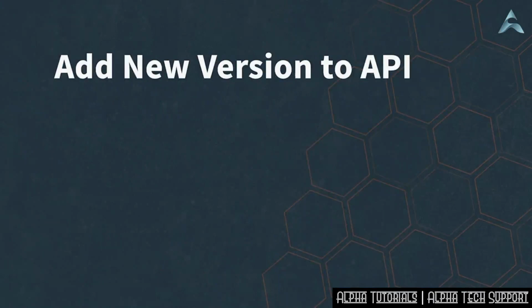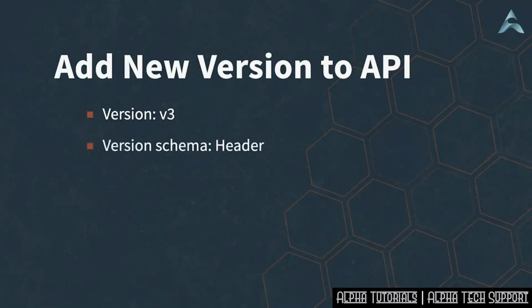In this challenge, I would like you to add a new version to our API. Since we already have version 2, you need to add version 3. For the version schema, use header, and the endpoint that you need to change is the rank history endpoint.